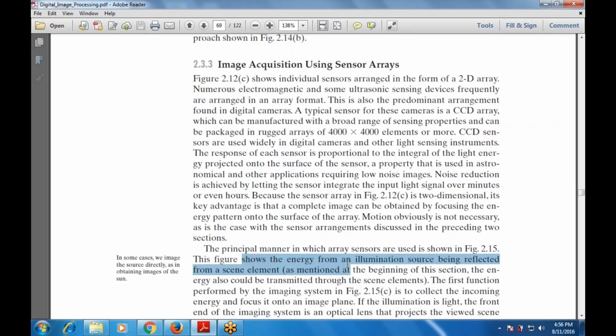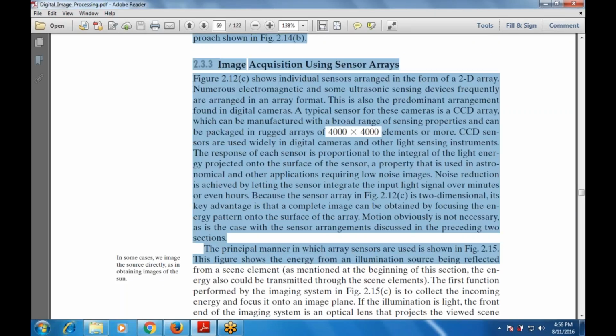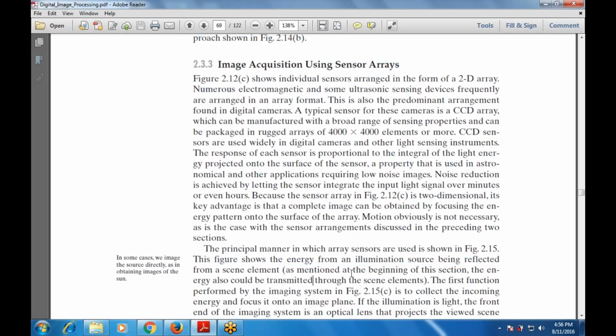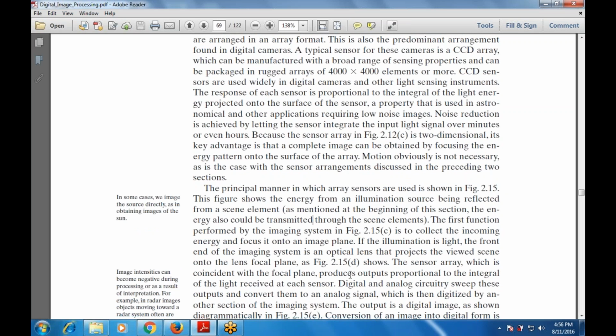And this figure shows the energy from the illumination source being reflected from a scene element, as mentioned at the beginning of this section, and the energy could also be transmitted through the scene elements. The first function performed by the imaging system is to collect the incoming energy and focus it onto an image plane.